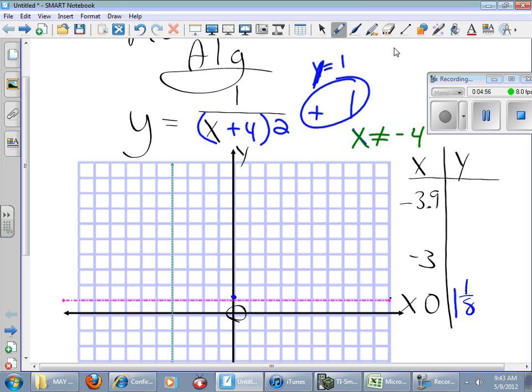Okay, so there it is. It's very close to the asymptote. Now I'm going to put negative 3 in. I'm going to get negative 3 plus 4 is 1.